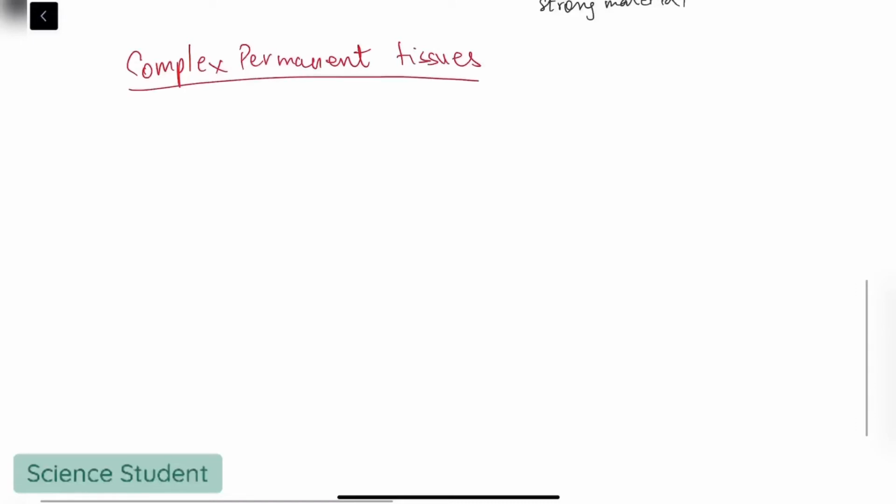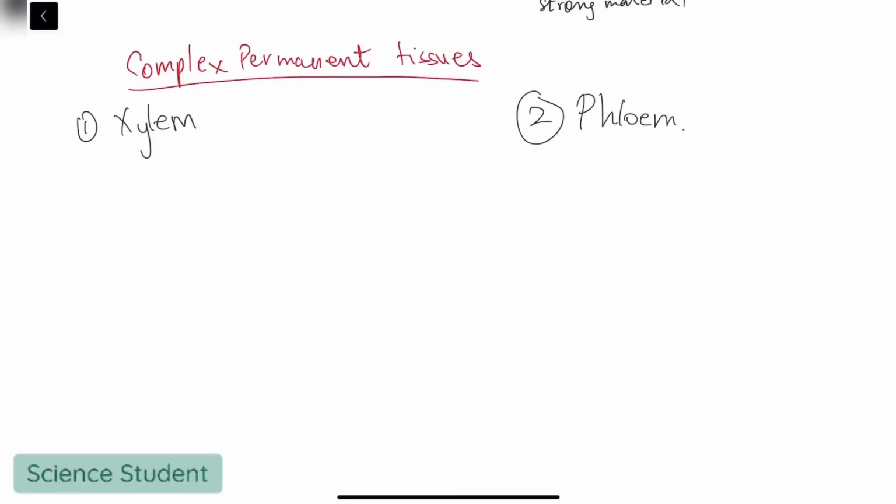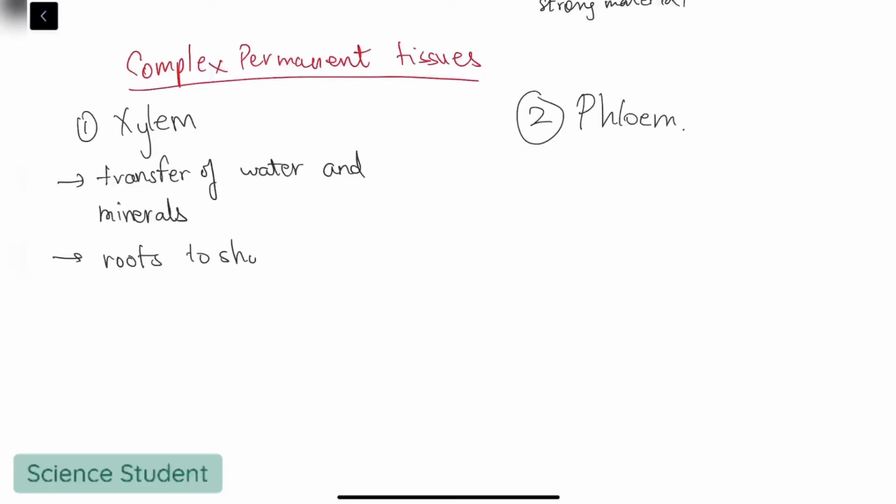Okay, so complex permanent tissues has two types, xylem, and second one is, as guessed, phloem. Okay, so xylem we know, transfer of water and minerals is the main function of xylem. It travels from roots to shoot.